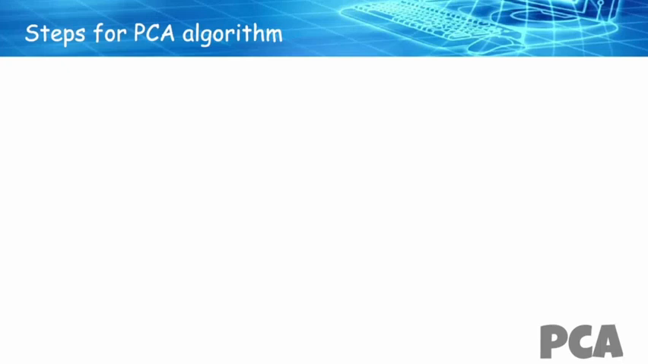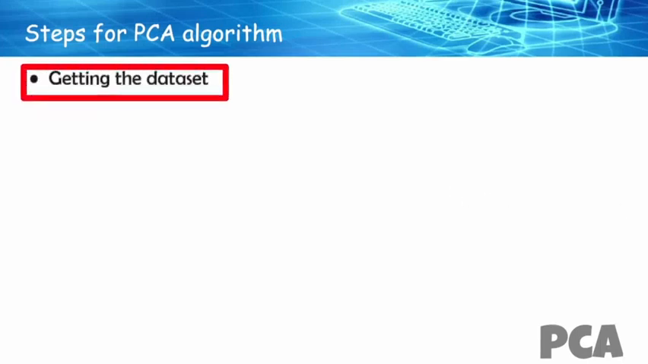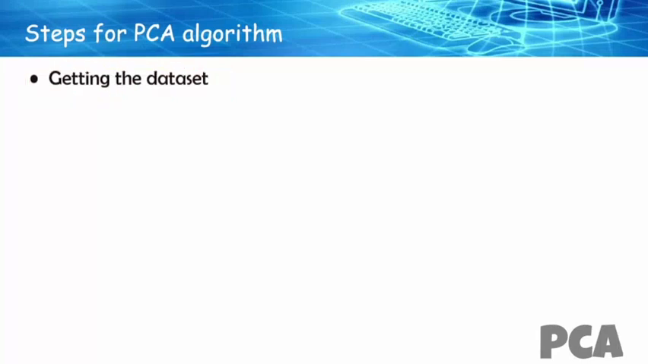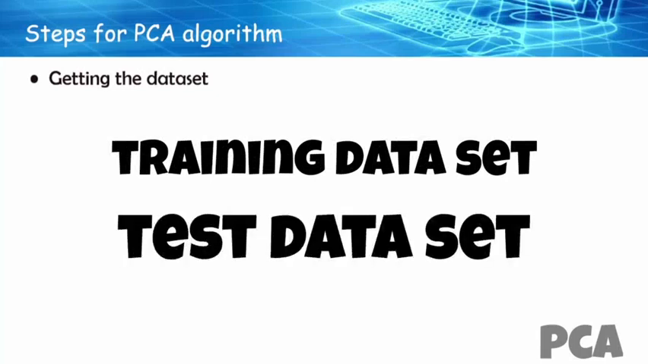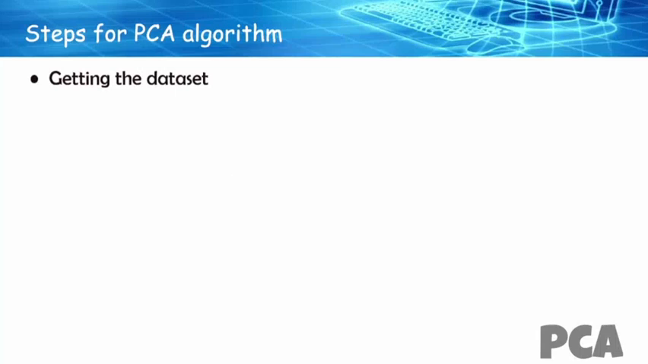Now let us see the steps of the principal component analysis algorithm. Getting started with the data set. Firstly, we'll always import the data set, or have the inputs of the data set, and then subdivide it into two things: one will be the training data set, the other the test data set. We have repeatedly come across splitting the data set into a training set and a test set. Usually the training data set will be given as X and the test data set as Y.